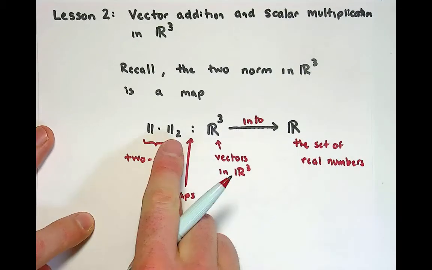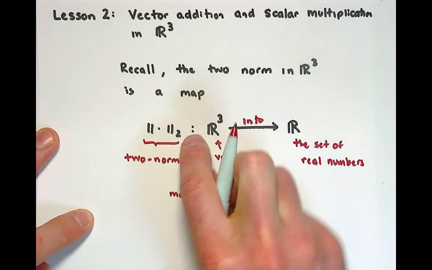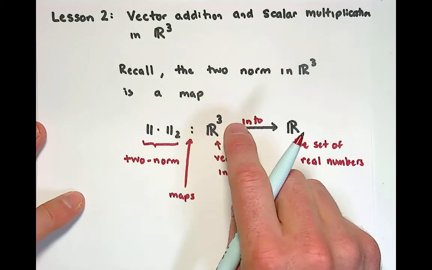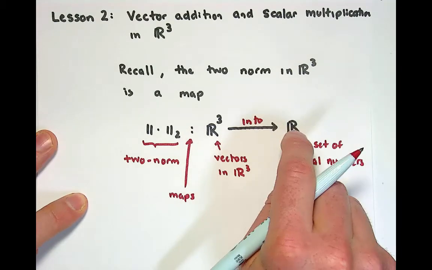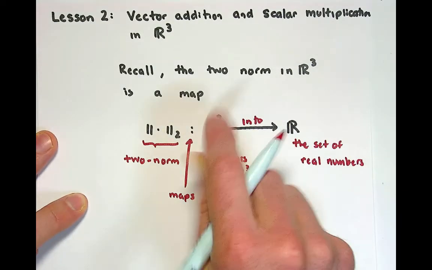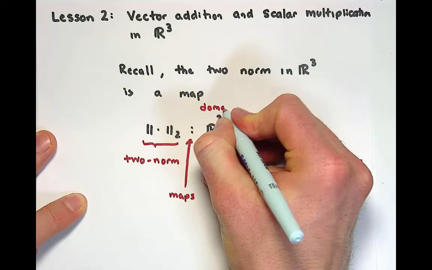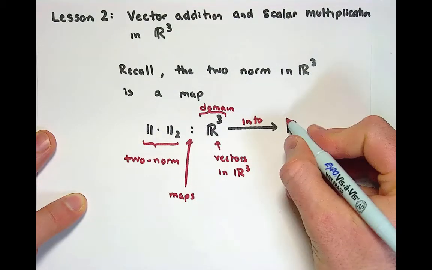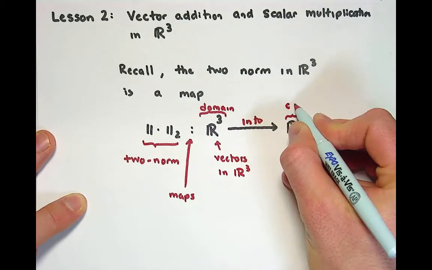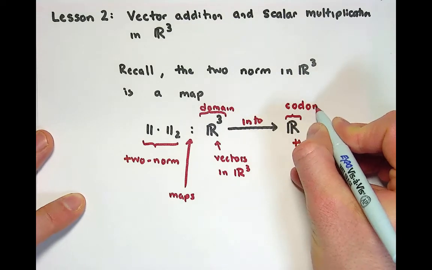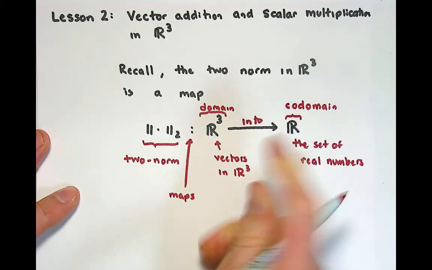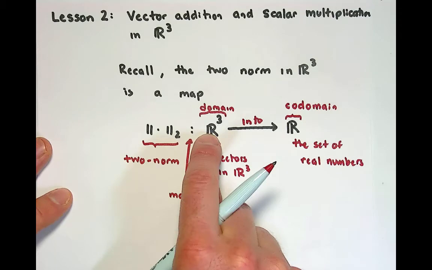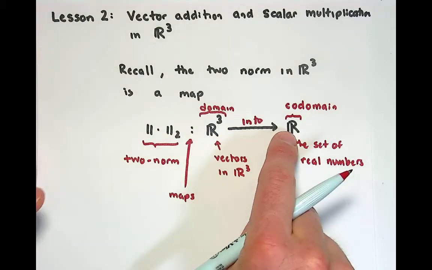Remember that when we talked about map notation, the colon represented the idea, where did you come from, where did you go. So in this case, where are you coming from is called the domain. It's the set of possible inputs. The domain of the 2 norm is R3. And then the set of possible outputs is called the codomain, and that's the thing after the arrow. So what we're saying is, the 2 norm takes in a single vector in R3 and outputs scalars.